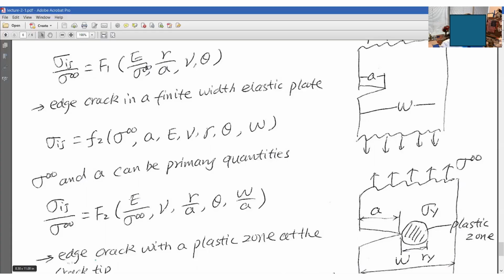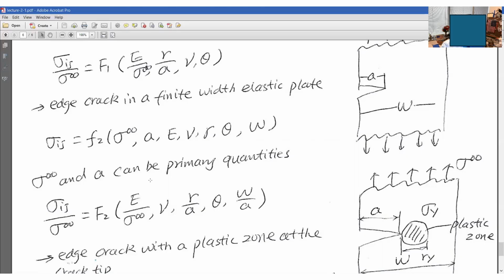And you can have sigma ij over sigma infinity. This guy will be dimensionless. So F2, I know that if I do some manipulation, the format of this function and the format of this function must be different. Usually they are different, right? Because sigma infinity and A are primary quantities and they will be thrown away, right? They play an important role because these two are used to make all other variables dimensionless.